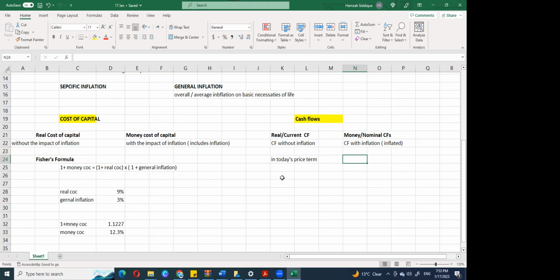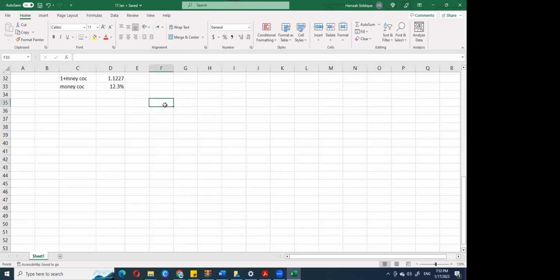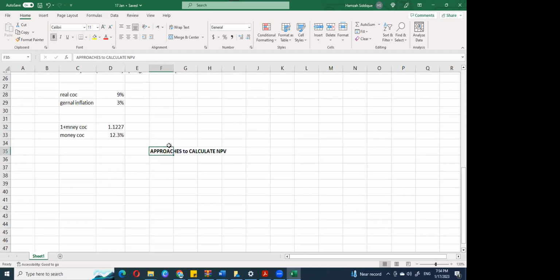Next, students, approaches to calculate NPV. There are two approaches. Focus, this is very important. Tested in the past exam paper multiple times, I'm telling you. Yes, two approaches.